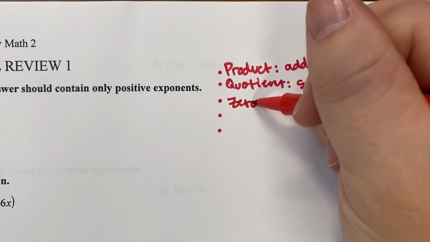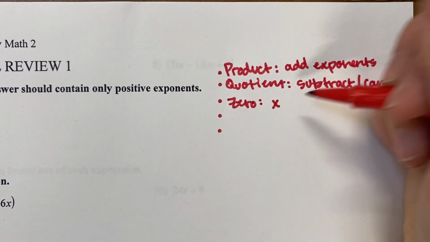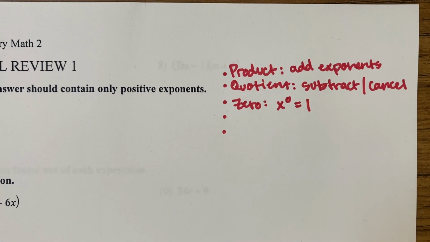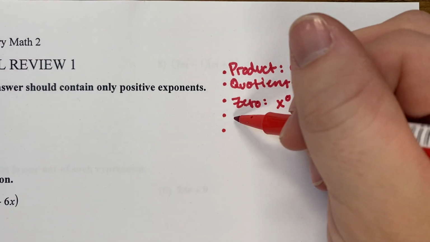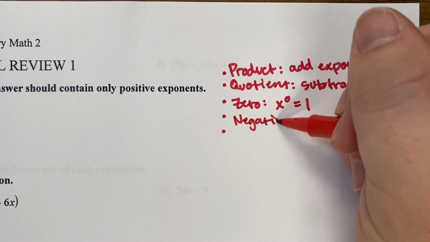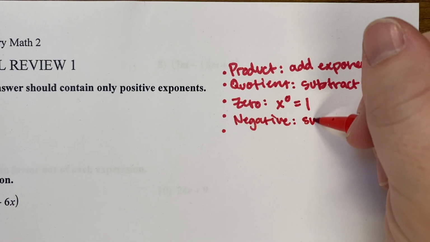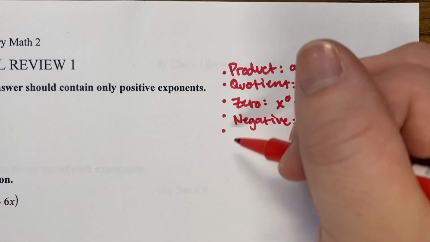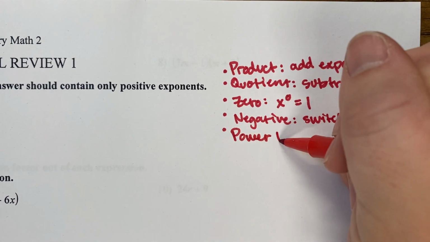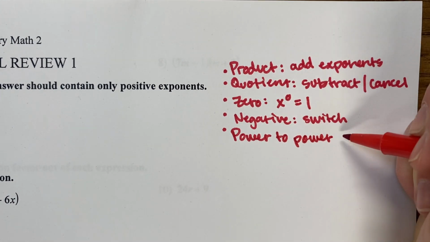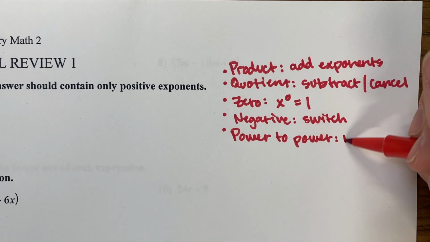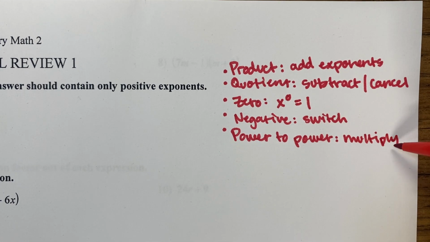Then we had our zero rule, which says anything to the 0 power, so I'm just doing x, but it's anything to the 0 power is 1. Then we had our negative exponent rule. And this one, think switch places. So if you have a negative on the numerator, it has to switch to the denominator and vice versa. And then our last one was the power to power rule. So this is where you see parentheses and you have an exponent, but it's to the power of something. Well, this is where you multiply the exponents.